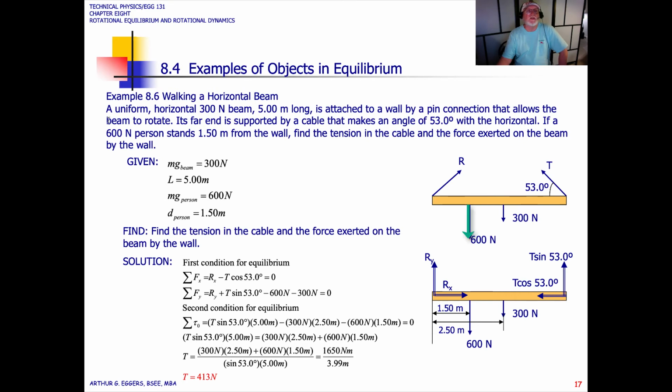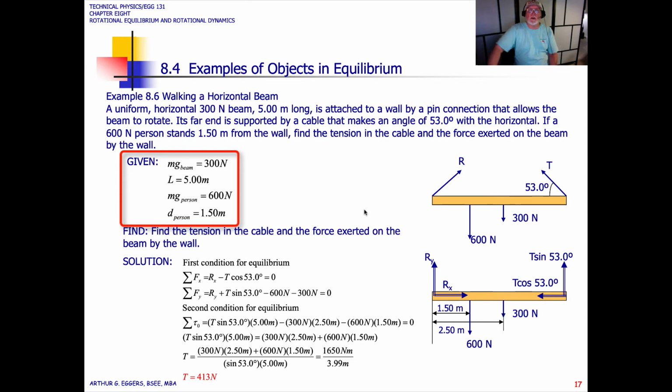If a 600 newton person stands 1.5 meters from the wall, so there's our designation, 600 newtons, 1.5 meters from the wall, find the tension in the cable and the force exerted on the beam by the wall. So we're looking to see what force is exerted by the wall. So we gather our knowns. The mg of the beam, 300 newtons. The length, 5 meters. Mg of the person, 600 newtons. And the distance the person walks out on the beam, 1.5 meters.